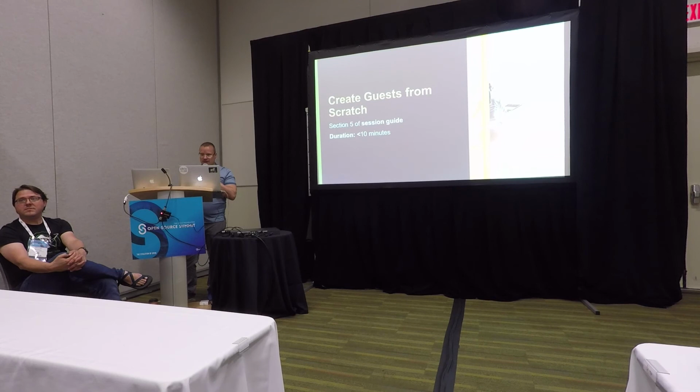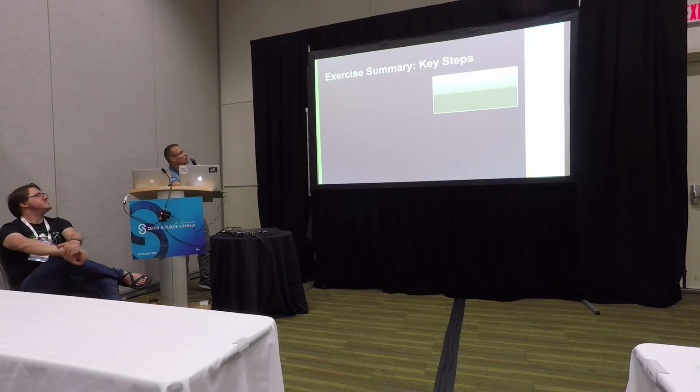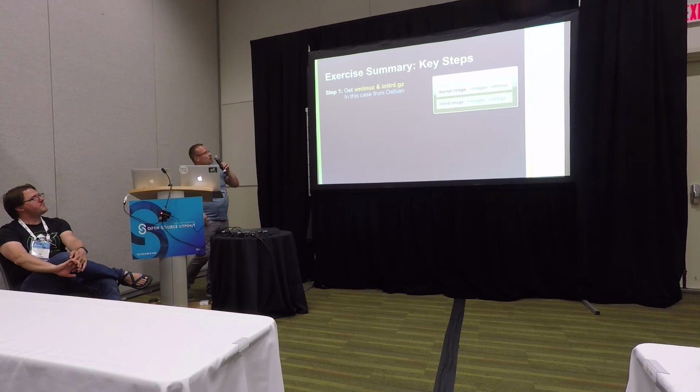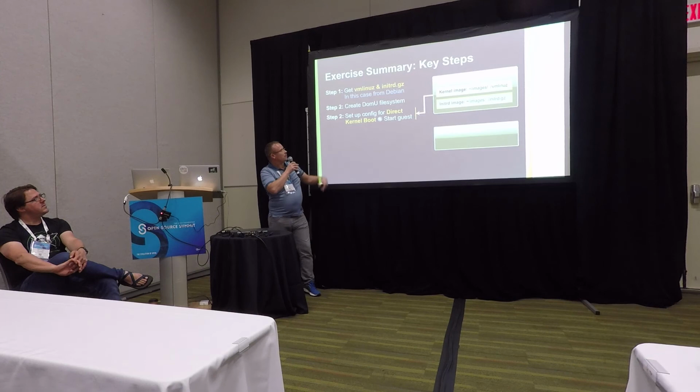I was just going to show the key steps here of how we then install Xen from a virgin net image. So the first step is you get those two files, for example, from Debian. The download URL is in the script I gave you. You then create a DomU file system. We've done that before. You then set up a config file, which just does direct kernel boot, and start the guest.